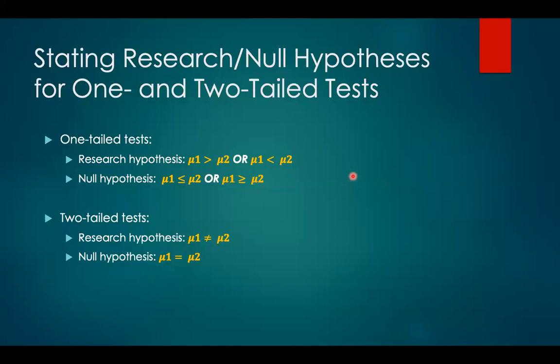Now let's say that we had a two-tailed test and a non-directional hypothesis. Coffee influences academic performance. Our research hypothesis would simply be mu1, the coffee distribution population, is not equal to mu2, or this null distribution. So in other words, there is some difference in academic performance between coffee drinkers and non-coffee drinkers. And our null hypothesis would then simply be that there is no difference between coffee drinkers and non-coffee drinkers in academic performance on average.